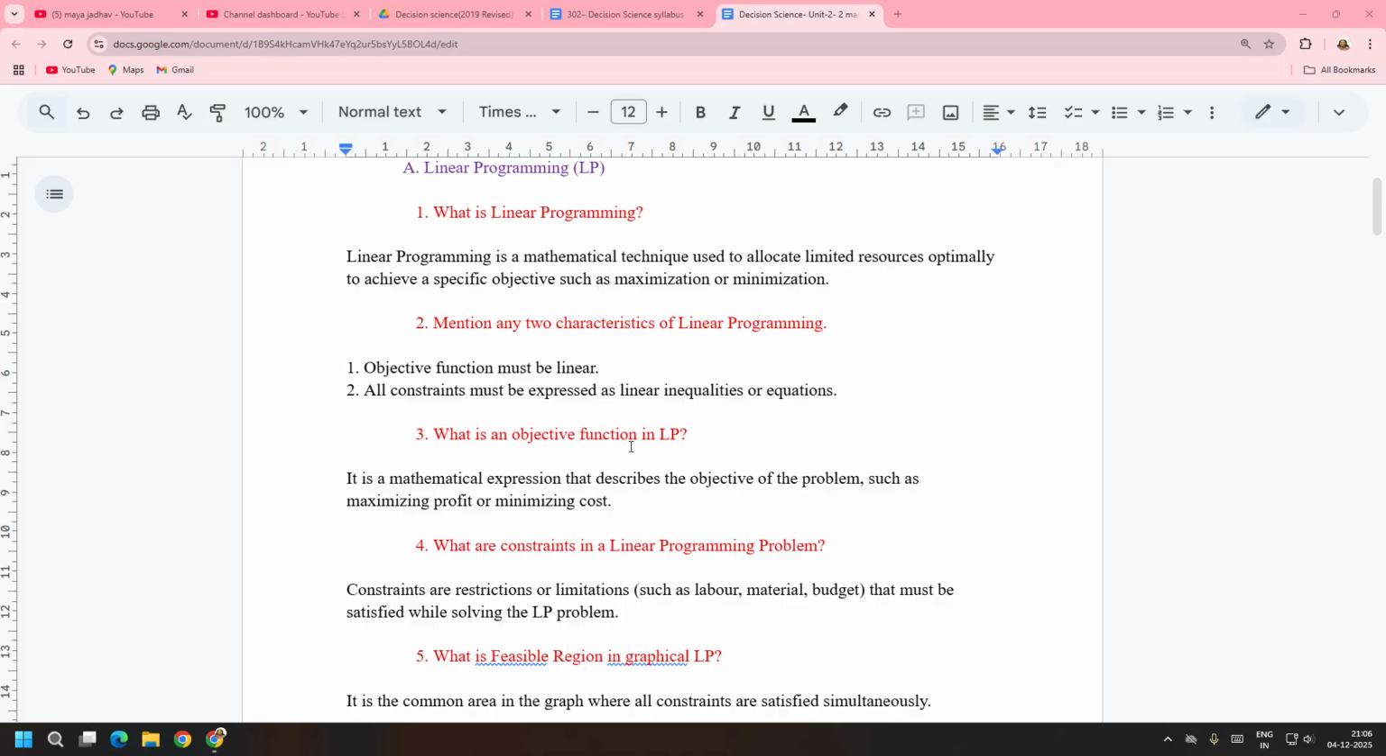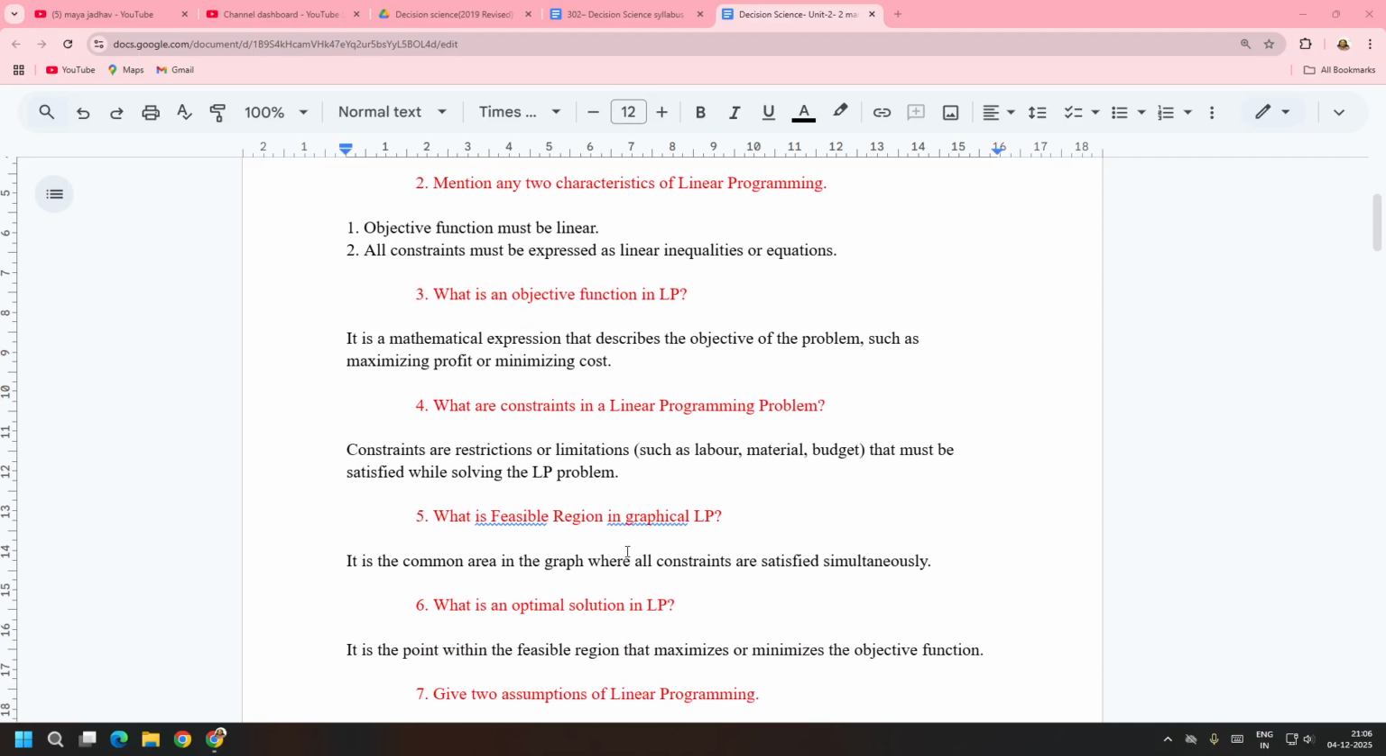What is an objective function of linear programming? It is a mathematical expression that describes the objective of the problem, such as maximizing profit or minimizing cost. What are constraints in a linear programming problem? Constraints are restrictions or limitations that must be satisfied while solving a linear programming problem, and those limitations can be such as labor, material, budget.